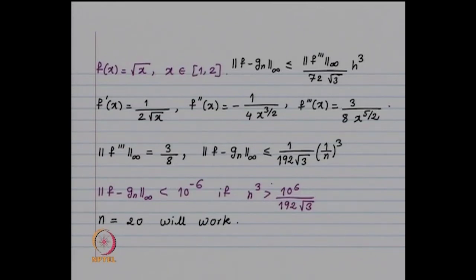Then we get the norm of f minus g_n infinity is less than or equal to a constant into 1 by n cube. So, this upper bound will be less than 10 raised to minus 6, provided n cube is bigger than 10 raised to 6 divided by 192 into root 3. So, in this case, n equal to 20 will work. The values n equal to 200 and n equal to 20 are rough estimates. You can try to find a better estimate.